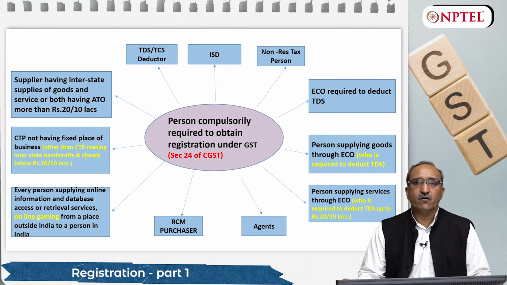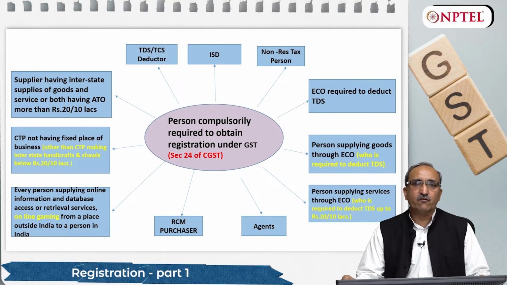Friends, section 24 deals with such cases where you need to have GST registration irrespective of your turnover. Means if you have turnover of rupees 1 only and you fall under section 24 category, you are supposed to obtain GST number.